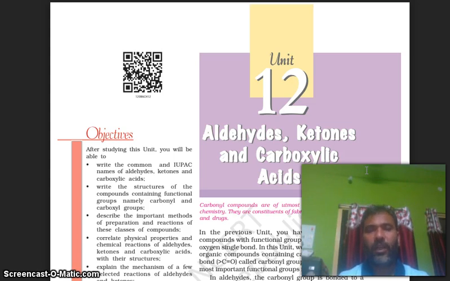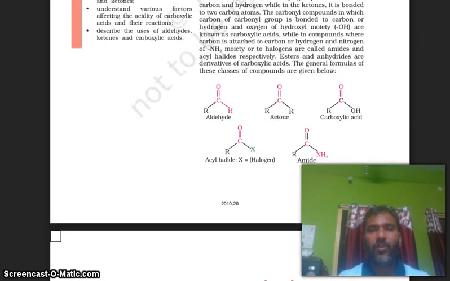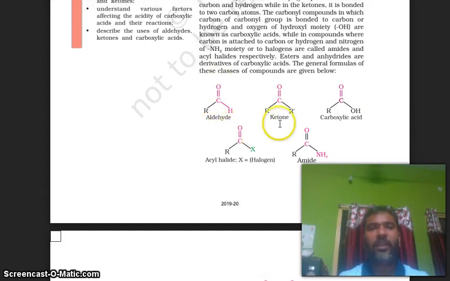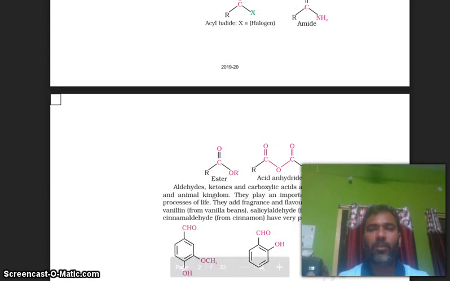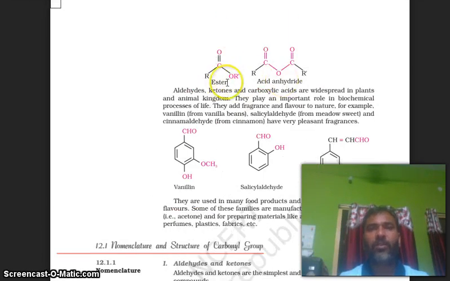Today in this video I am going to talk about aldehydes, ketones and carboxylic acids. You know, this CHO is the functional group of aldehyde, this CO is ketone, and this is the carboxylic acid, and this is a derivative of carboxylic acid. CONH2 is amide, it is also a derivative of carboxylic acid. Esters are also derivatives of carboxylic acid.